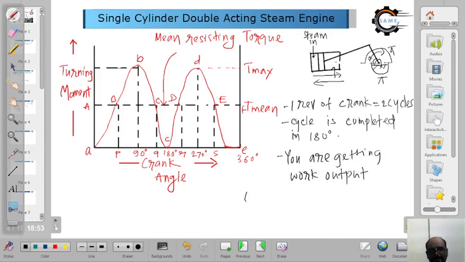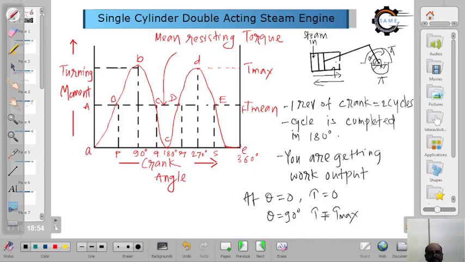At theta equal to 0, when the crank is at this position, the position of the crank is along the line of reciprocation. It means theta is equal to 0. That time the value of the turning moment is 0, right? And at theta equal to 90 degrees, when the crank is here, you will get the maximum turning moment. Turning moment is T max here. You understood how this works?